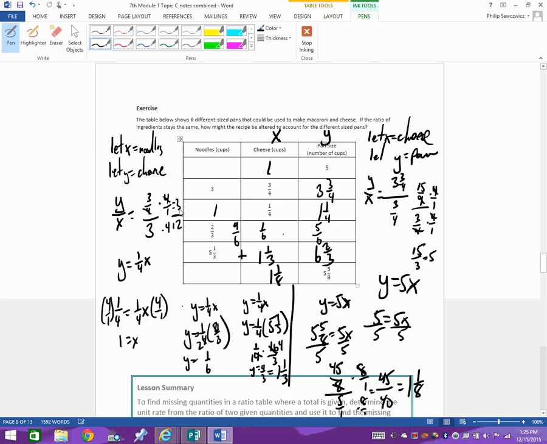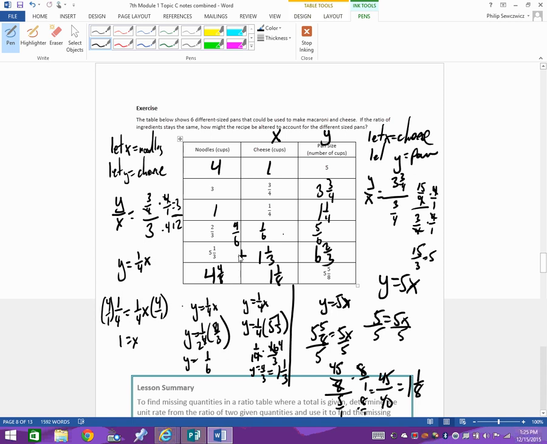Now I can work backwards to figure out the missing amounts because I know the noodles with the cups of cheese added together gives me the pan size. So what number plus 1 equals 5? 4. What number plus 1 1/8 gives me 5 5/8? What do you think here? Did you say 4 4/8? Also known as 4 1/2. I would take either of those.